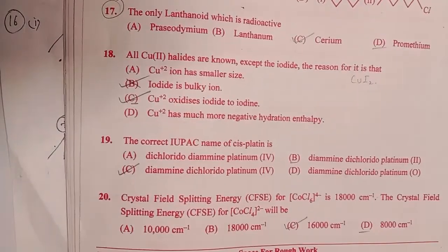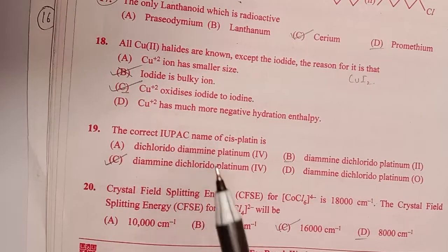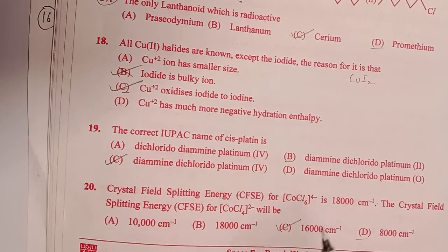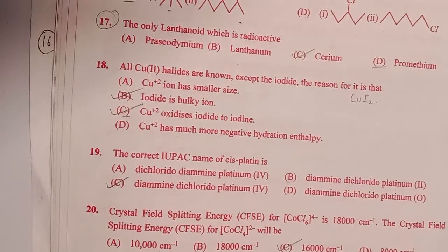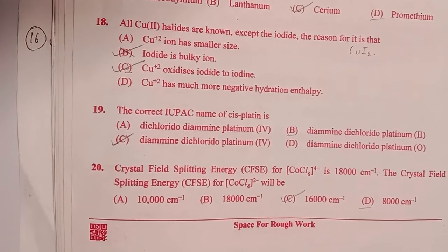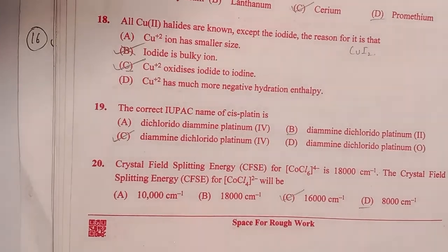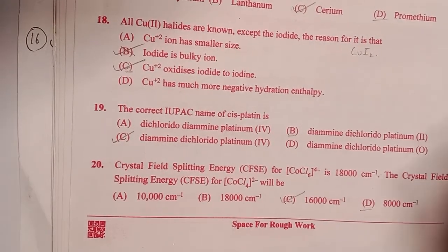So next question, question number 17. This is a theory-based question. The only lanthanoid which is radioactive is promethium. This is a theory question, so you have to remember it. In promethium, we know all the isotopes are radioactive, so promethium is the only lanthanoid which is radioactive.